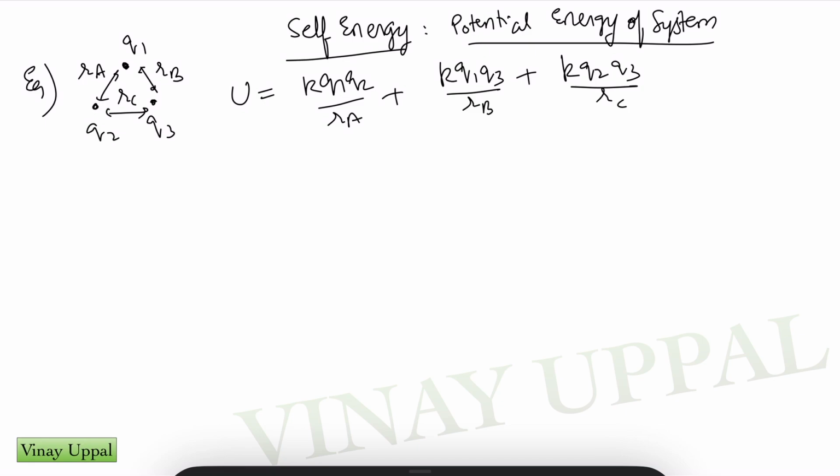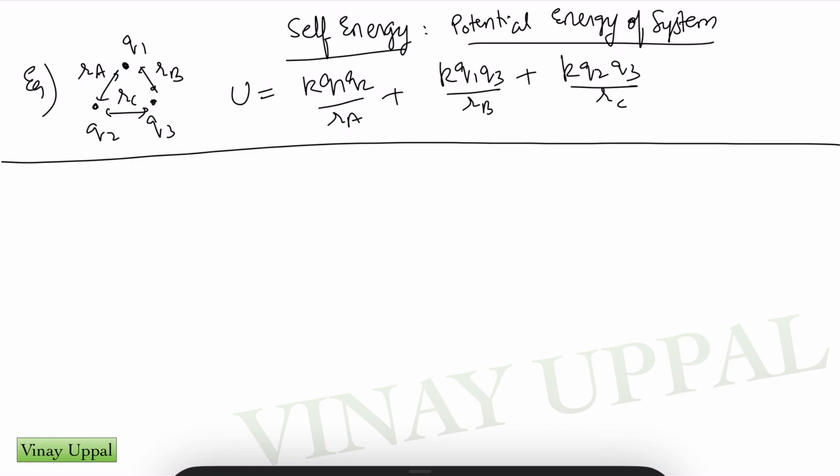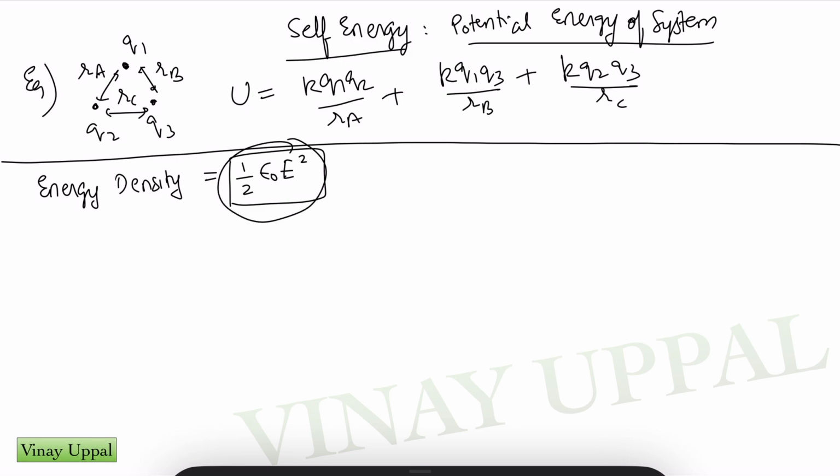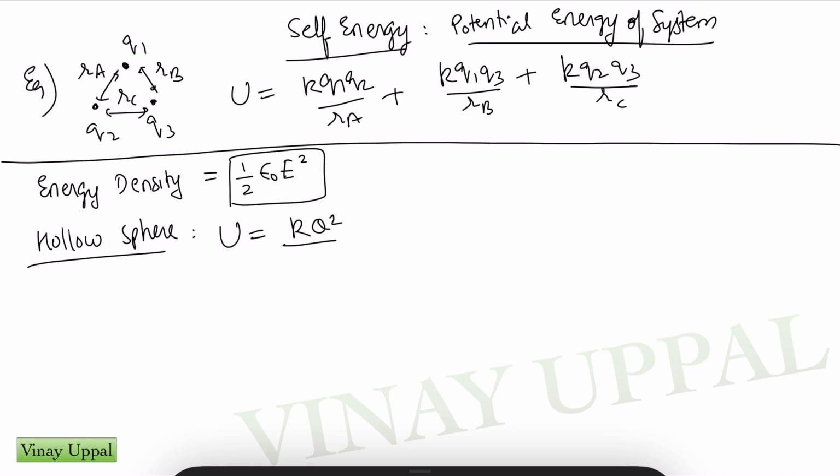In general, we have an expression for the energy density: the electric energy density is given by half epsilon naught E squared. So basically this means that we can visualize the energy stored in the electric field. Wherever in space an electric field is present, we can associate an energy density with that electric field at that point in space with a value of half epsilon naught E squared. Now for a uniform hollow sphere, we have the self energy as kq squared by 2r.